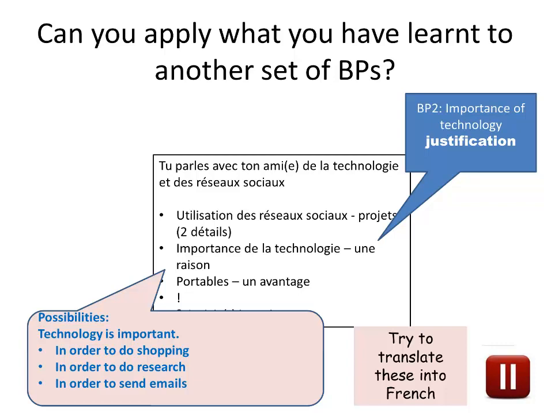What about bullet point 2? That's the importance of technology, a reason. It could be technology is important in order to do shopping, in order to do research, in order to send mails. Can you remember what the expression was? In order to do something. Pause, write down those 3 sentences. Actually, write down technology is important as well. And when you're ready, then resume to see the answers. Answers coming up.